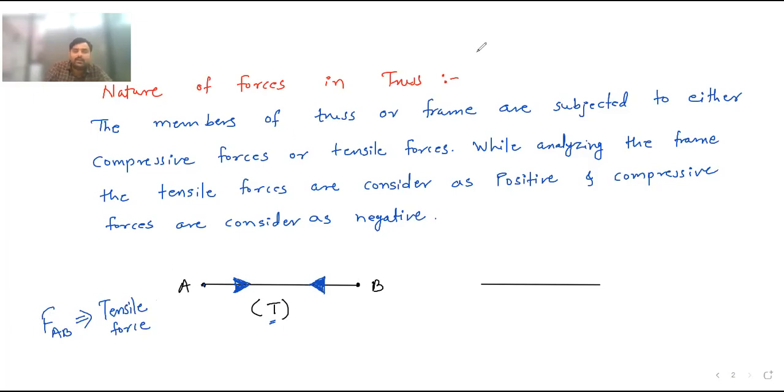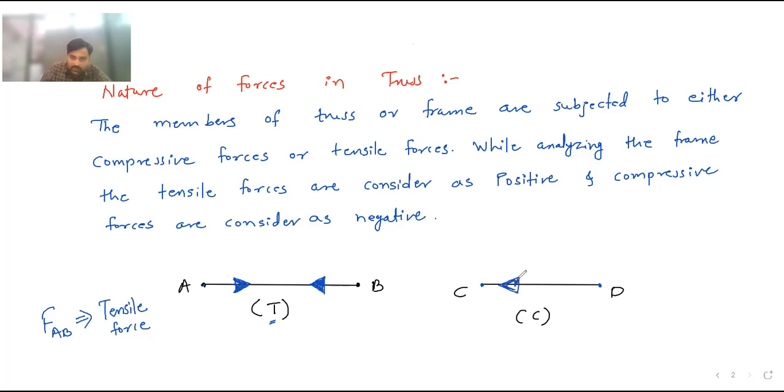Similarly, suppose now AB and the second member is CD. Now I am saying that in member CD compressive force is there. So how are we going to show the compressive force? Again, for the compressive force, these are our joints. This is joint C, this is joint D. So the arrow should be towards the joint. So from C, the arrow must be like this, towards the joint.